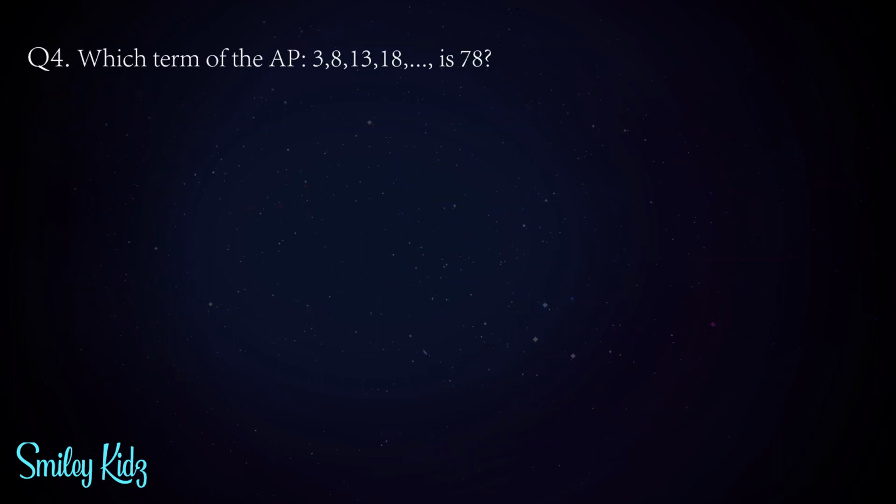Moving ahead, we have: which term of the AP 3, 8, 13, 18 and so on is 78? So here, when an AP is given, always remember that you'll be able to extract two things from it: the value of A, that is the first term, and the common difference. They can be easily extracted from the AP. Now, A1 is equal to 3 and the common difference is equal to 8 minus 3, that is A2 minus A1, which is 5.